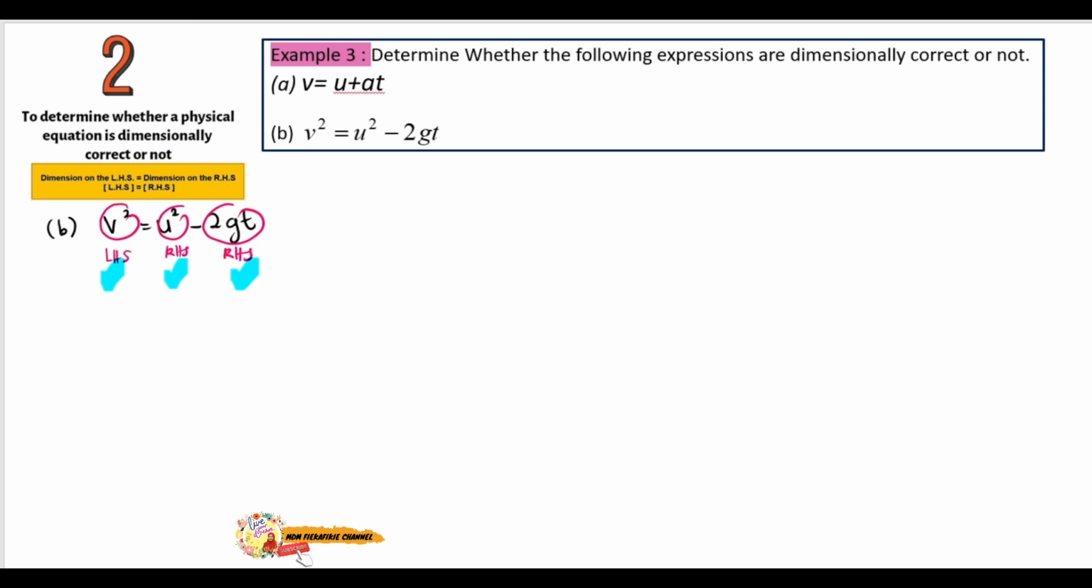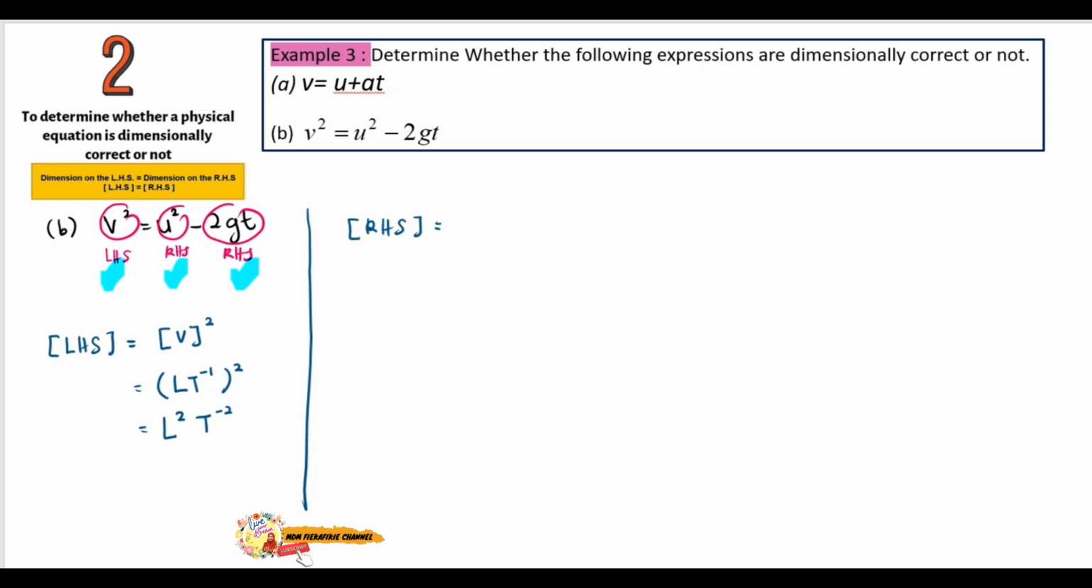Alright, so let's start. Let's write the dimension of the left hand side, which is V, the dimension of velocity squared. The dimension of velocity is LT negative 1, and squared. Therefore, the dimension for the left hand side is L squared T negative 2. Don't forget to square the L. This is for the left hand side. How about the right hand side? Look at here, the dimension of the first right hand side, which is U squared. Convert the dimension of U: we know it is velocity and it is LT negative 1. Don't forget to square it. So L squared T negative 2. So we have finished the first right hand side.